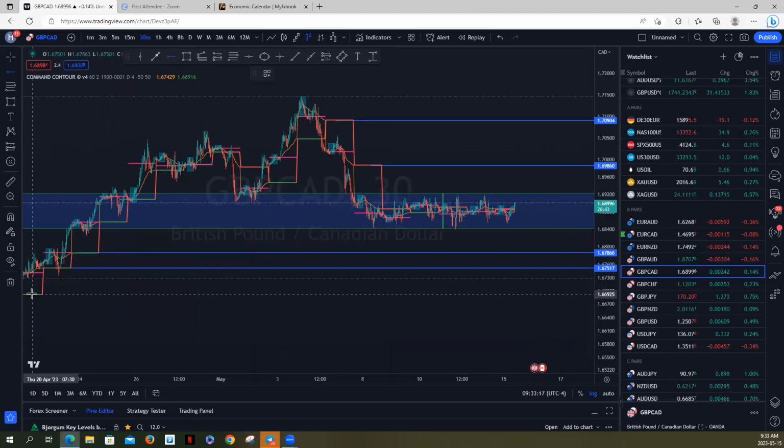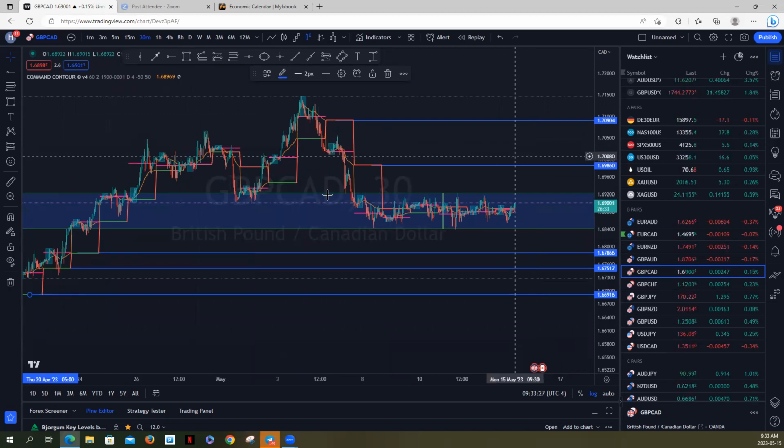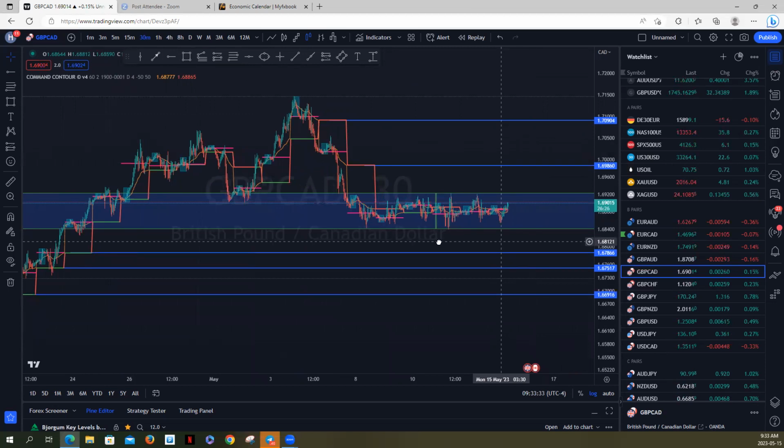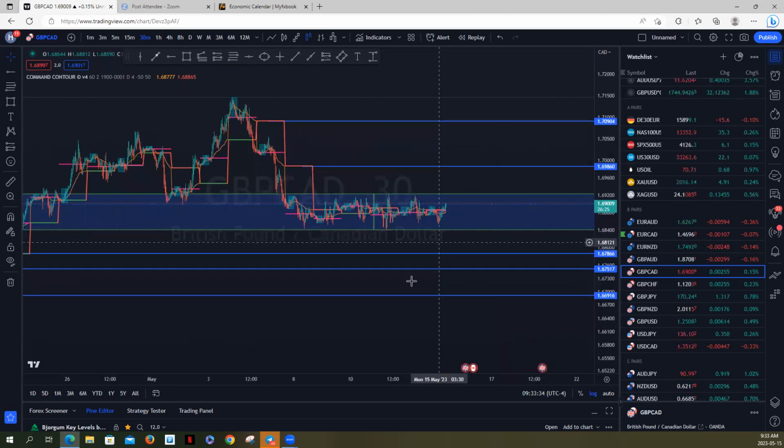Now, one thing I realized from experience, the greater the consolidation, the greater the move. The greater the length of time for a consolidation, the greater the move. I believe this CPI news for the CAD is going to be explosive. Explosive. So we're ready. We're ready right here.